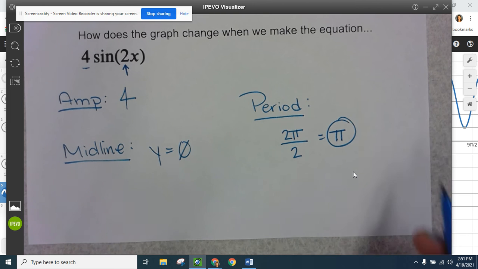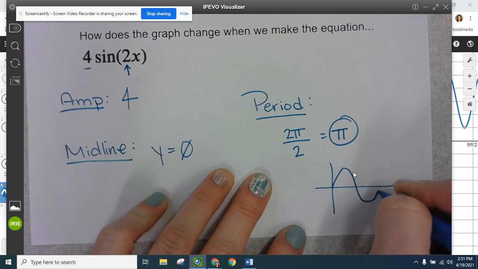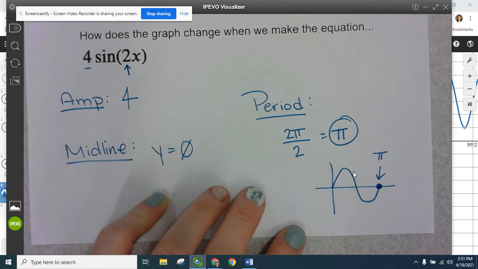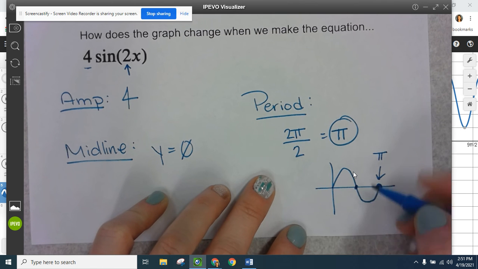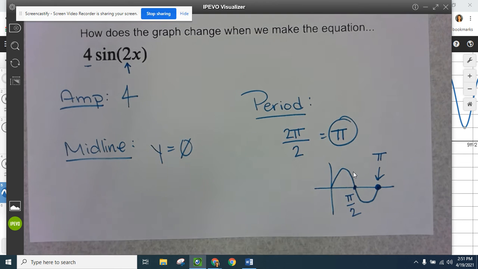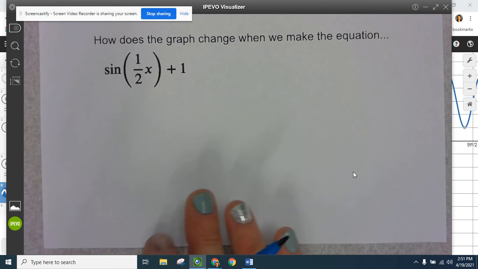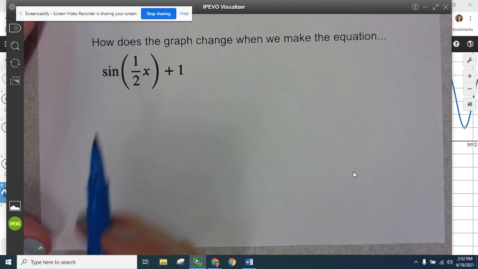So now, if you're thinking rough sketch, this would be pi. So this would be half of that, which is pi over 2. All right, one more doing amplitude and midline and period, and then we'll do the opposite and go from a graph to an equation.